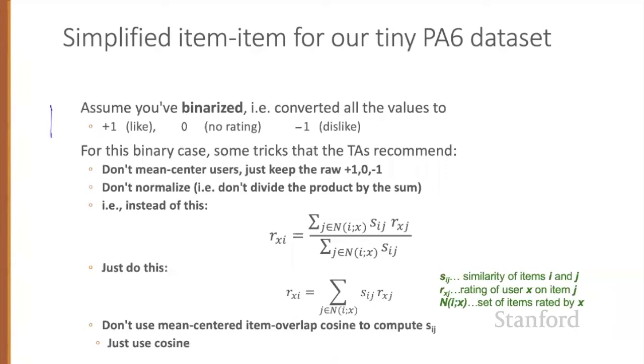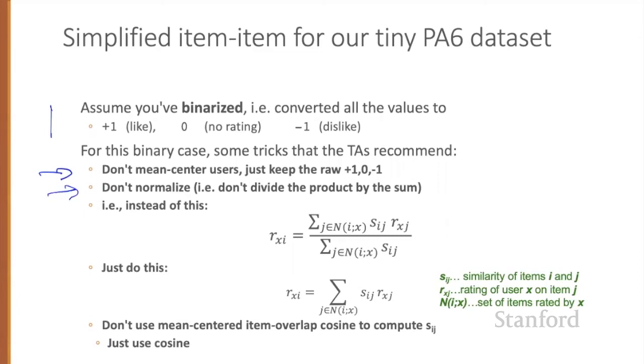So assuming you've binarized in that way, here are some tricks that the TAs recommend that just happen to work better for our tiny little data set. First, don't mean center the users, just keep the raw +1, 0, and -1. And second, don't normalize. So don't divide the product by the sum.